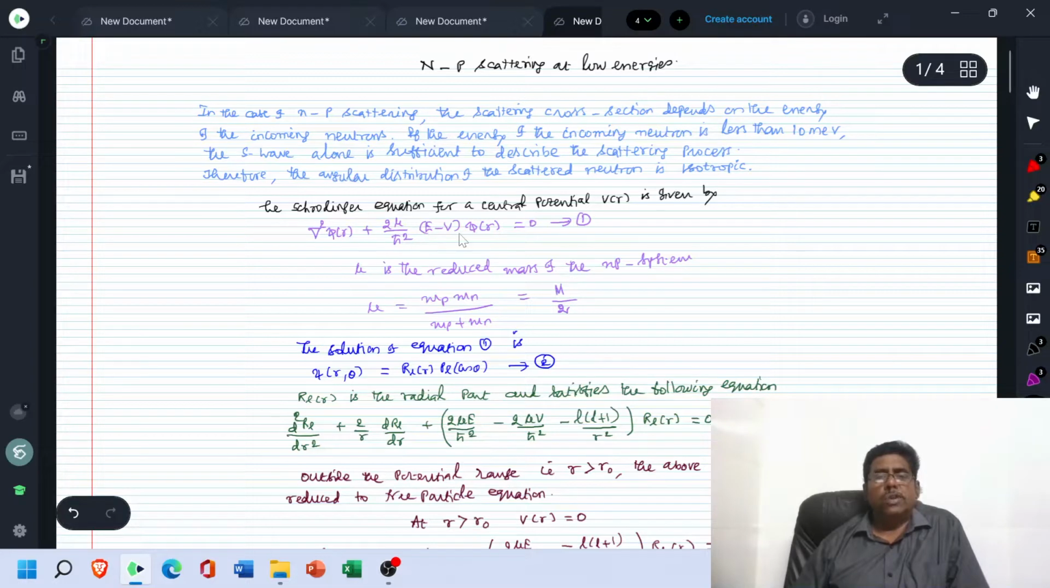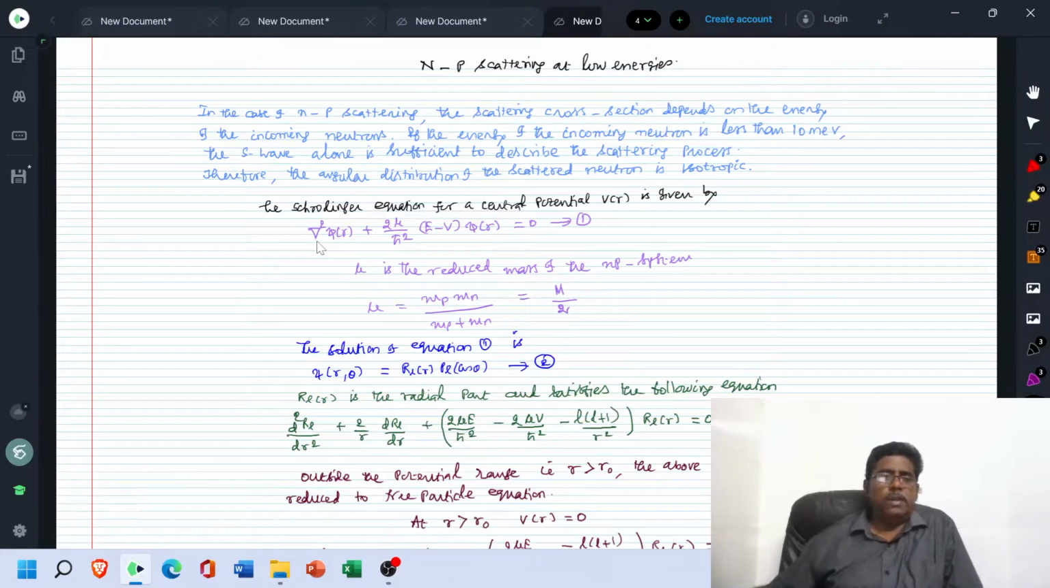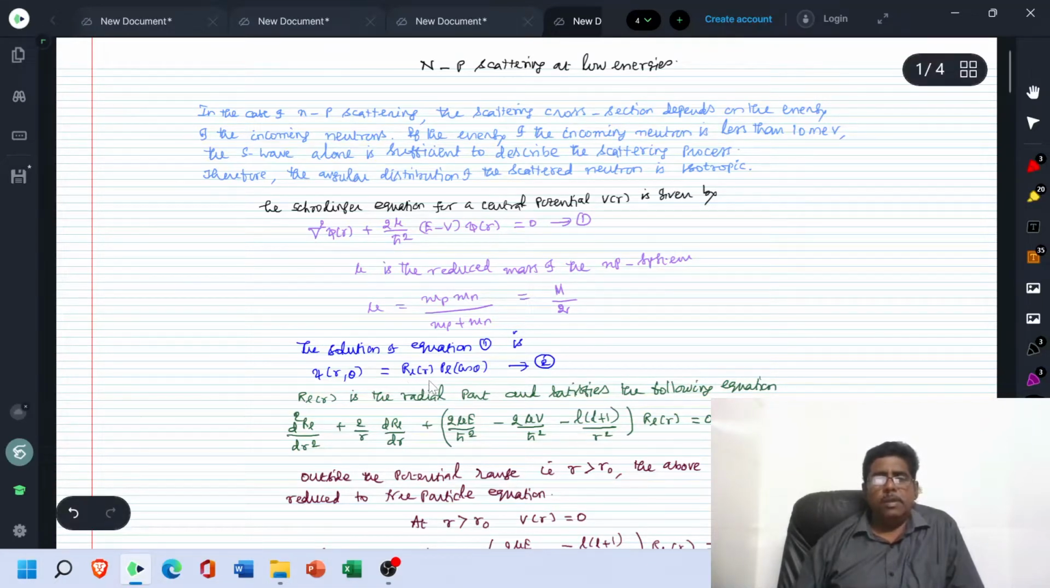Now the solution to equation 1 is given as psi of r comma theta equal to RL of r times PL of cos theta. Actually, the Laplacian operator is expressed in terms of spherical polar coordinates r, theta and phi, whereas the solution to equation 1 is expressed only in terms of r and theta. Here RL of r is the radial part. The radial wave equation is given by equation 3.